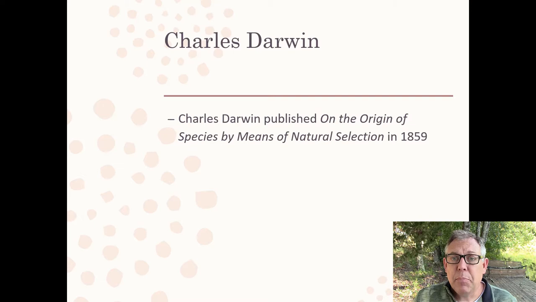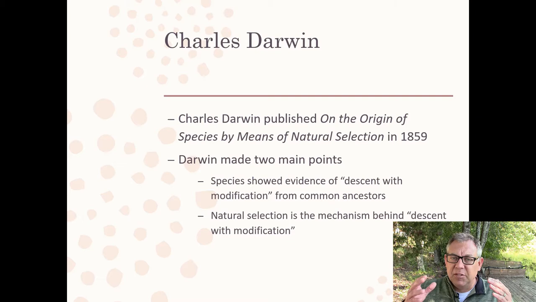Darwin made two main points in his book. One, that species show evidence of descent with modification from common ancestors. So all life has descended from earlier life. And there's evidence that we can see if we study these different organisms. And his second main point was that natural selection was the mechanism behind this descent with modification. So those are the two broad ideas that we're going to introduce and we're going to talk more about in this lecture.